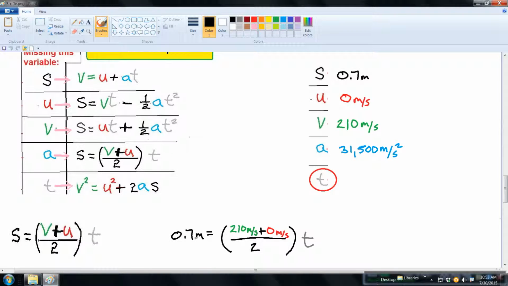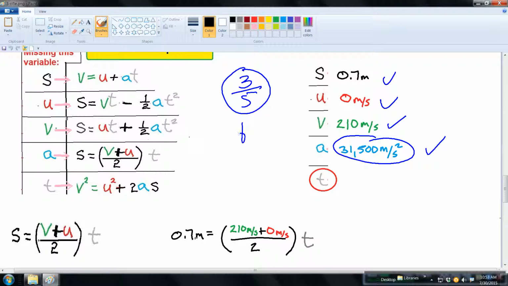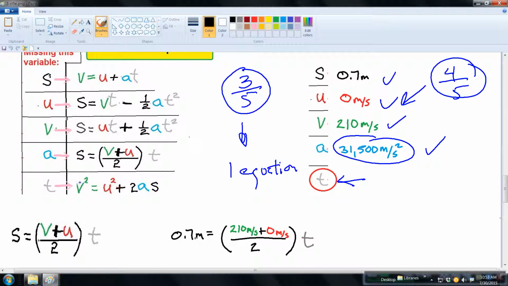So we've got this information here from the problem. Now we've got 4 bits of information. In a kinematic problem where you only have 3 out of the 5 bits of information, there's only one equation that you can use. But if you have 4 out of the 5 bits of information, like we do here, then we've got the opposite situation. We've got 4 equations that we can use and only one that we can't. So for example, we're looking for time. The only equation that we can't use is the one that doesn't have t in it.